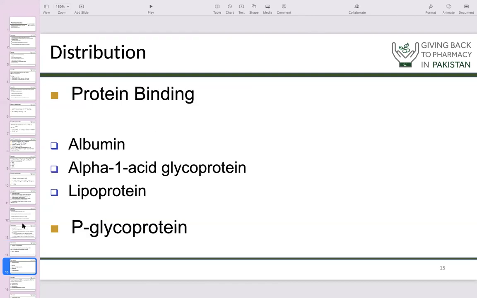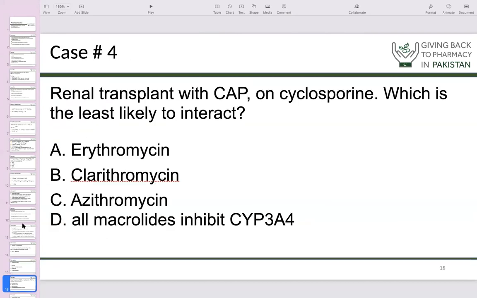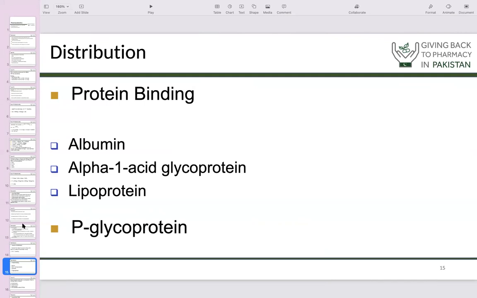So as we discussed, distribution protein binding is mainly by albumin. 95% of the drug is albumin bound. Alpha-1 acid glycoprotein and lipoproteins, like P-glycoprotein, are also major protein drug binders, and drug bound to them affects the absorption and bioavailability of the drug.